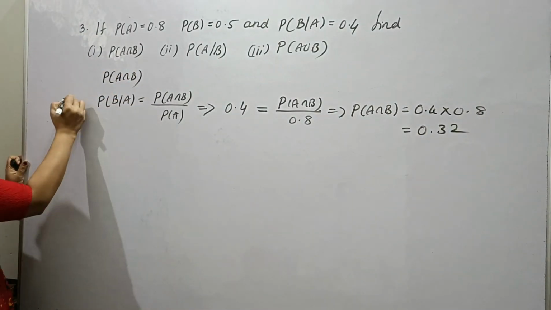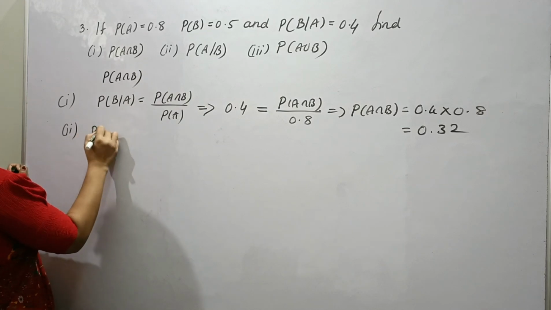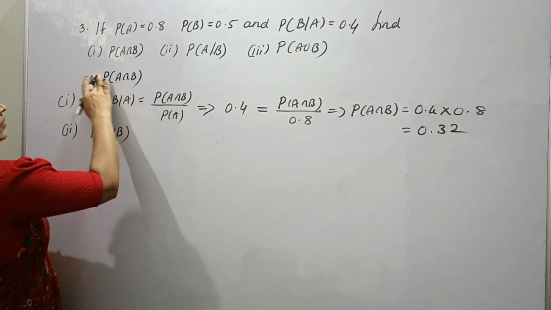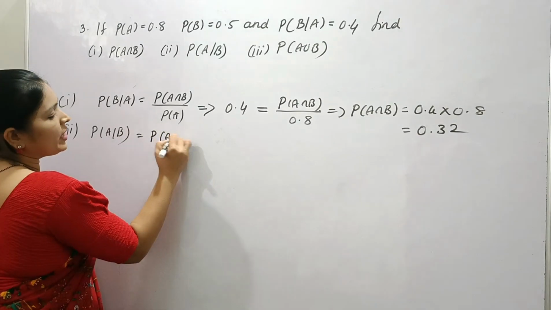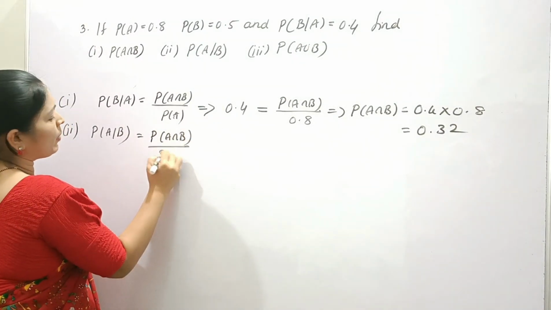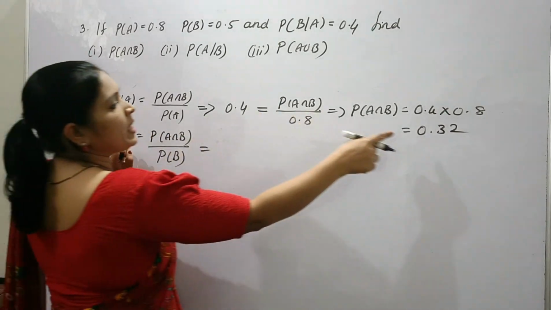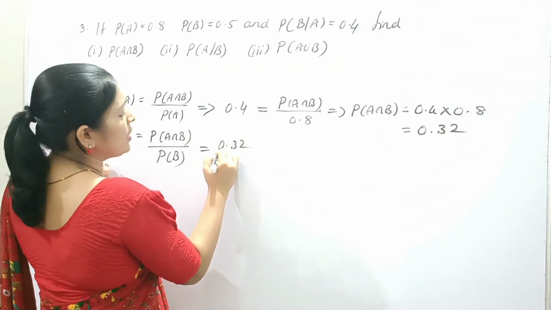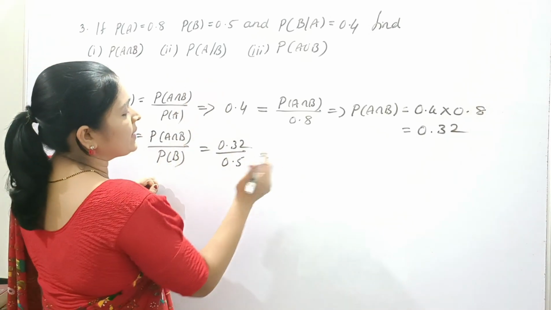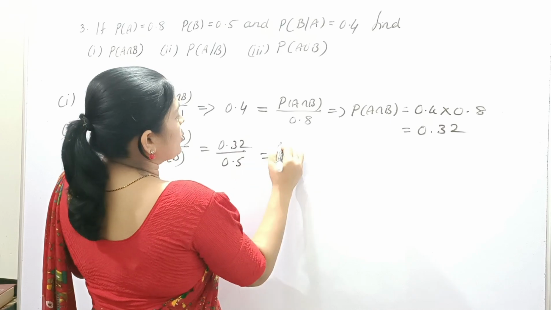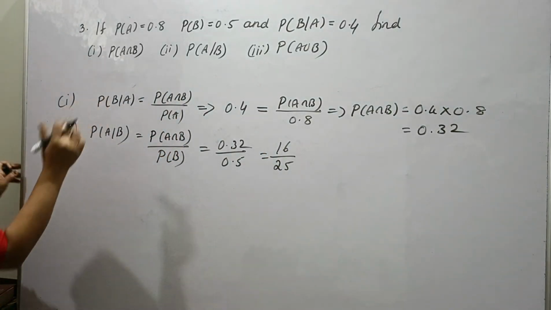Next, second one, we have to find probability of A given B. What is the formula? Probability of A intersection B divided by probability of B. That is equal to probability of A intersection B, 0.32, divided by probability of B, 0.5, that is equal to 16 divided by 25.